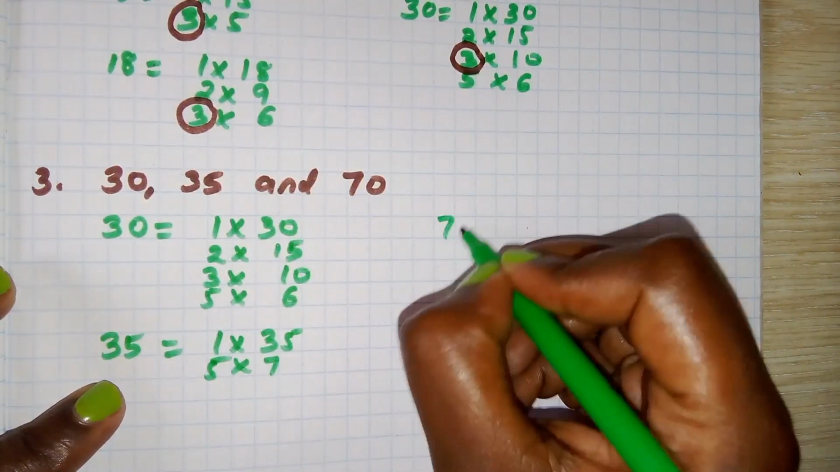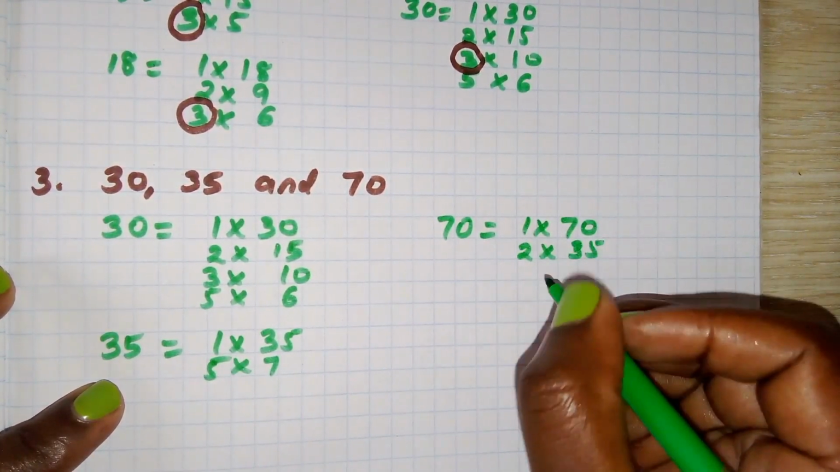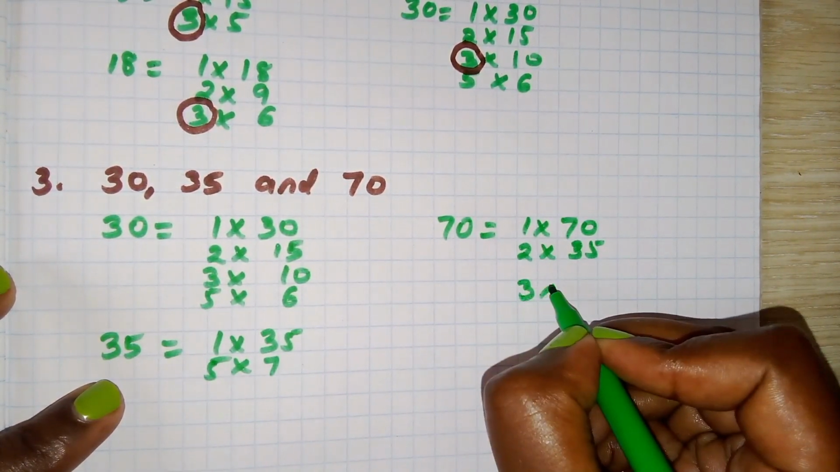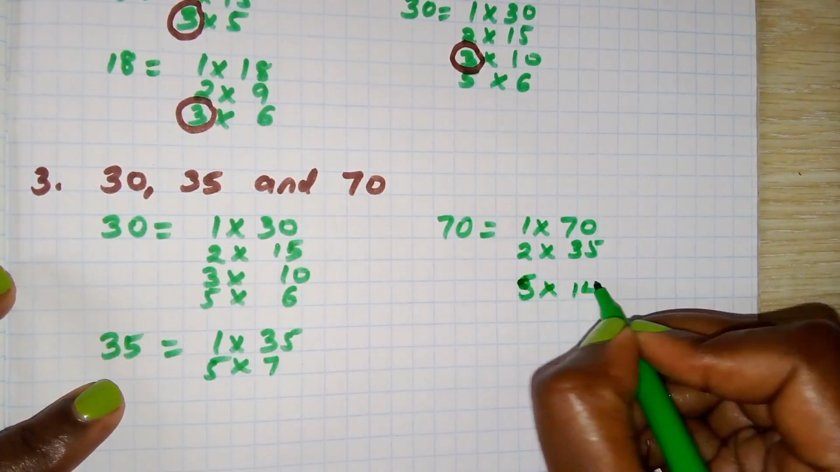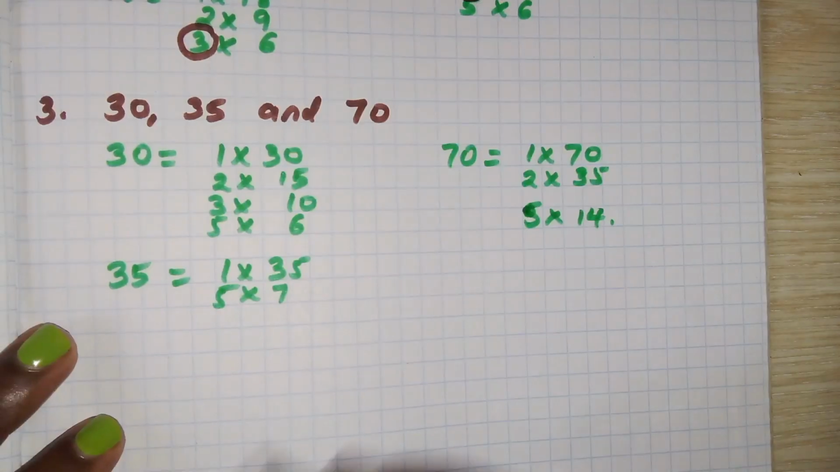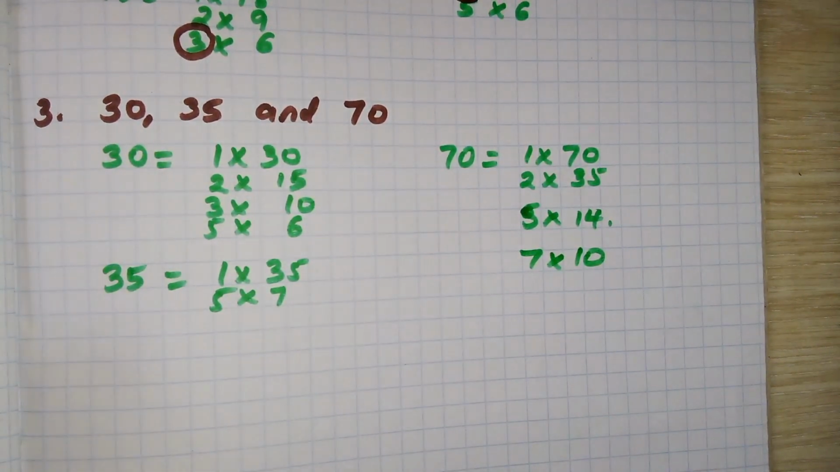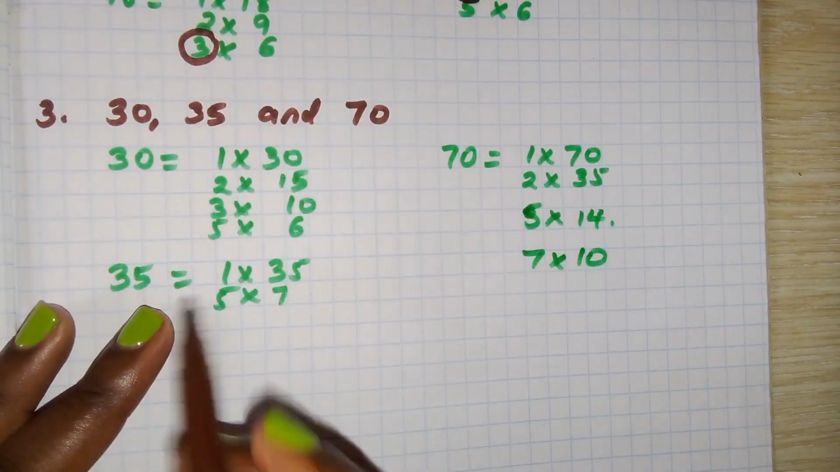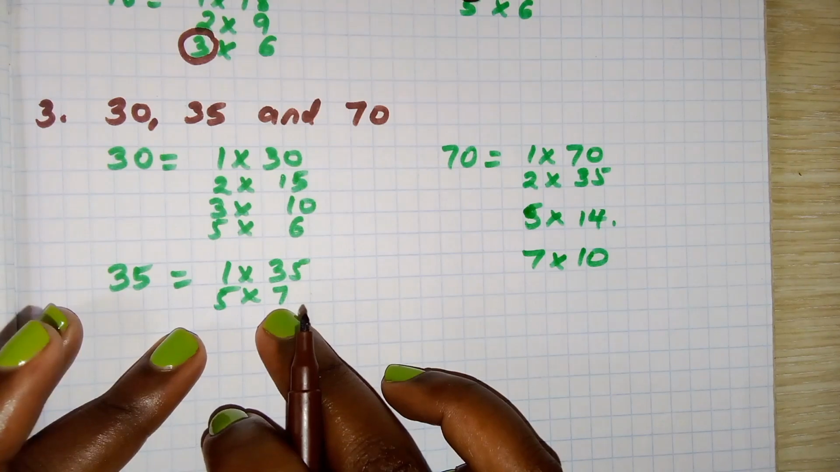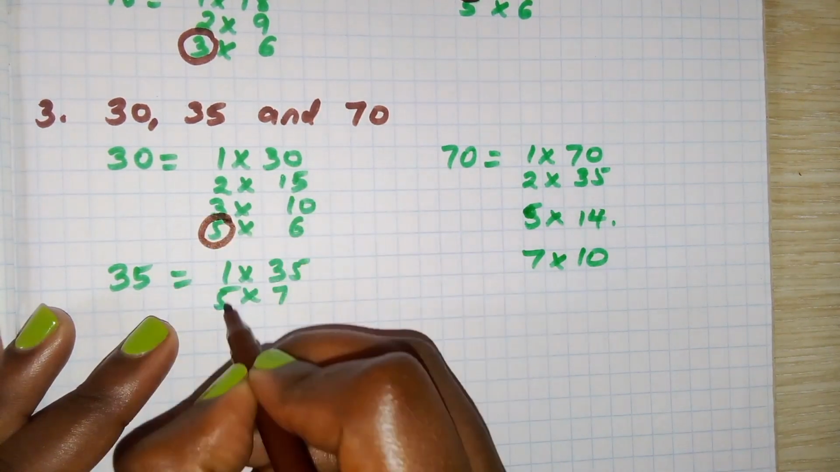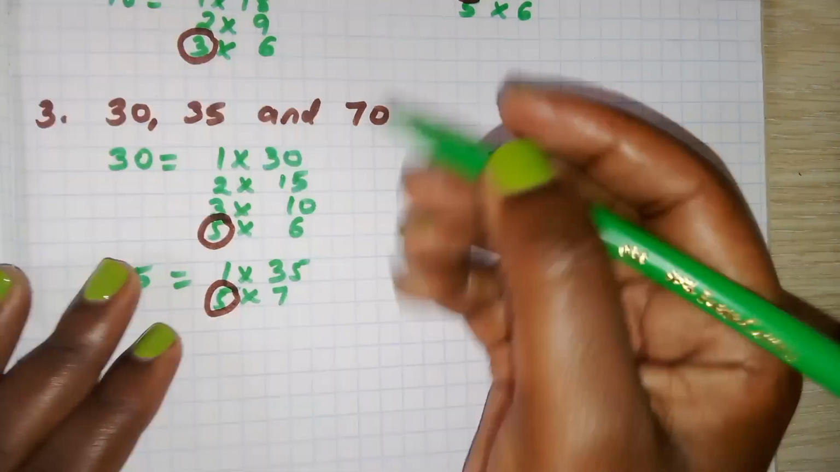Then let's do the factors of 70: 1 and 70, 2 times 35, 5 times 14, and the last one is 7 times 10. Now let's see which one is the common number. I can see there's 5, 5, 5, and that's it. So 5 is the highest common factor for 30, 35 and 70.